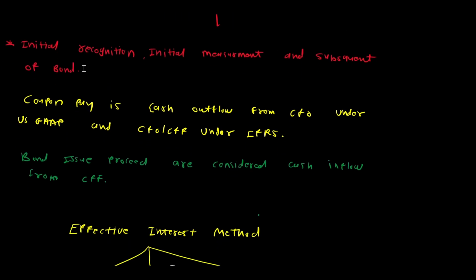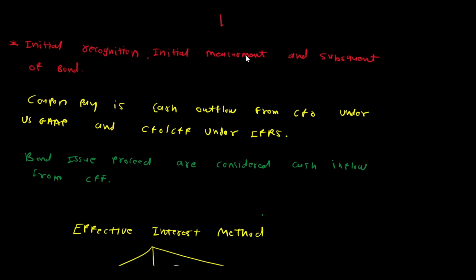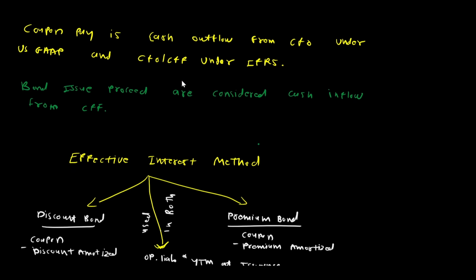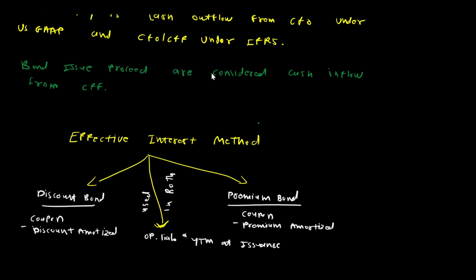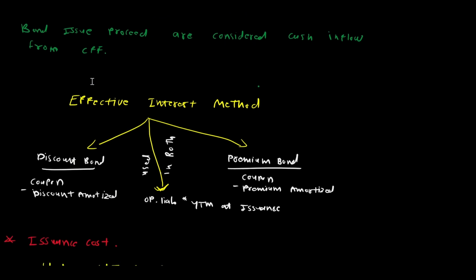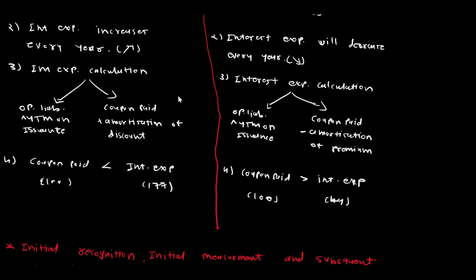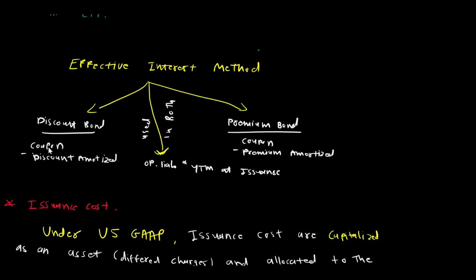Now next, the initial recognition, initial measurement and subsequent measurement of bonds. So coupon paid is a cash outflow from CFO under US GAAP, and CFO or CFF under IFRS. And bond issue proceeds are considered as cash inflow from CFF. Bond issue money will be considered as cash flow from financing. Here is the effective interest method we have discussed: discount bond, minus coupon, discount amortize; premium bond, minus premium amortize; and opening liability multiplied by YTM at the issuance.